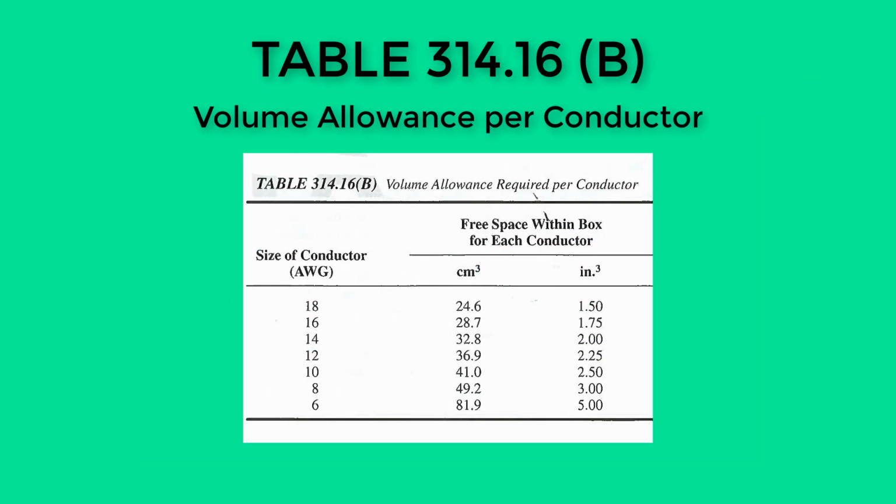Table 314.16(B) of the National Electrical Code lists the volume allowance required for each conductor size from 18 to 6. The conductor volumes will be used to select an appropriate box size. The box size volume must be equal to or greater than the combined volume requirements of the conductors. Let's look at some examples of how conductor volumes are used to select an appropriate box.